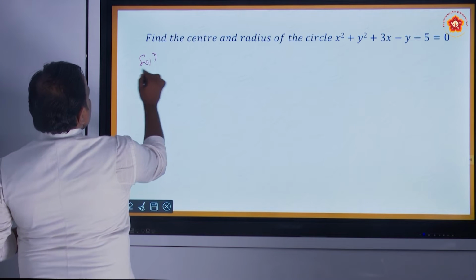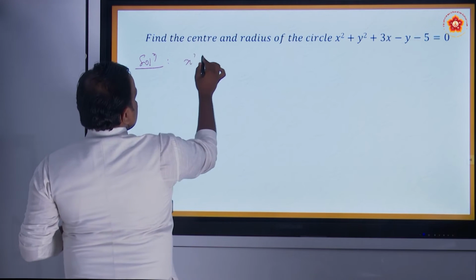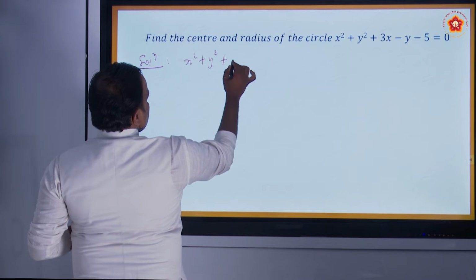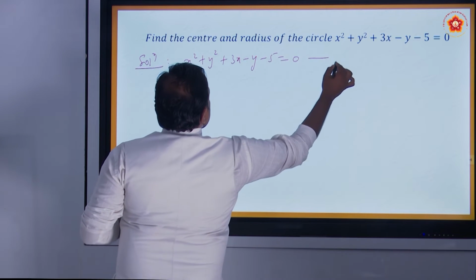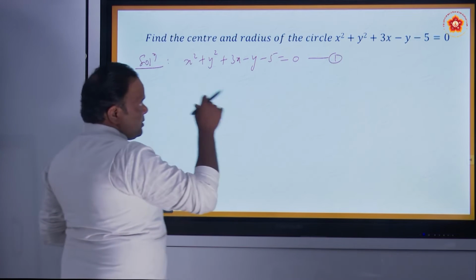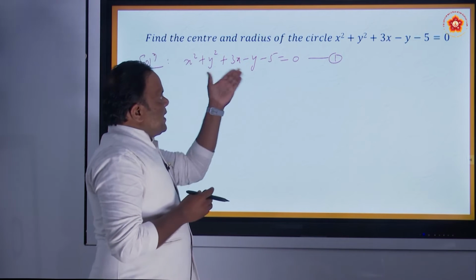So find the same question. Find the center and radius of the circle x square plus y square plus 3x minus y minus 5 equal to 0, called equation number 1. You know that this equation clearly represents a circle because there is no xy terms.